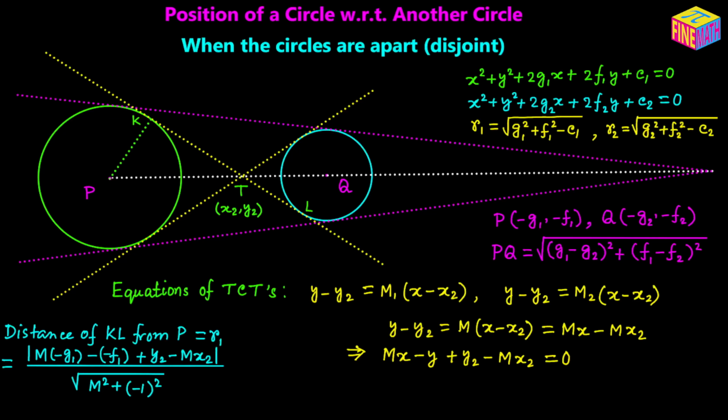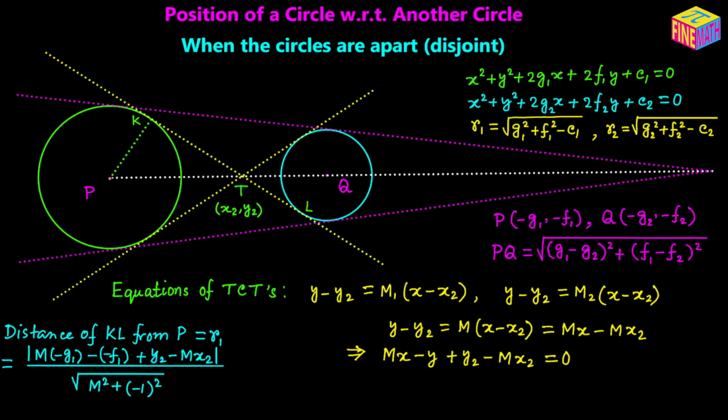And then what will be the distance of KL from the point P? Well, that distance is the radius of the larger circle, which is r sub 1, and using the formula for the distance of a line from a given point, we can derive that as the absolute value of M times negative g sub 1 minus negative f sub 1 plus y sub 2 minus Mx sub 2 over the square root of M squared plus negative 1 squared.